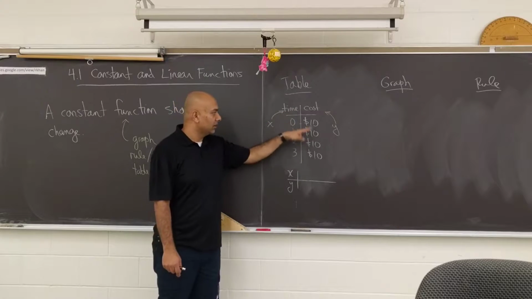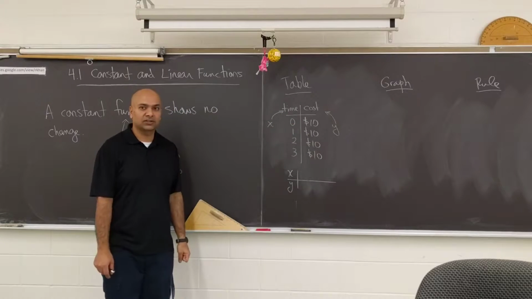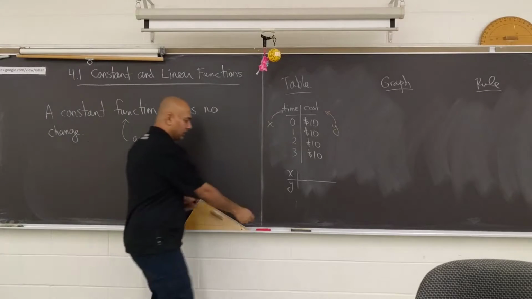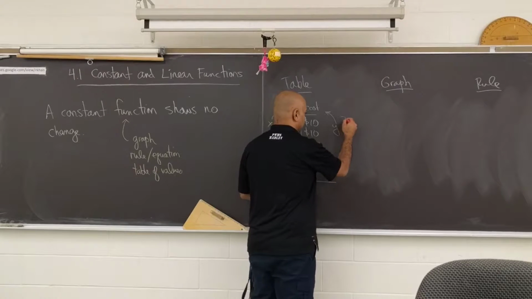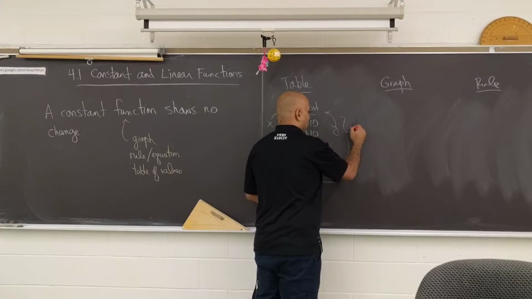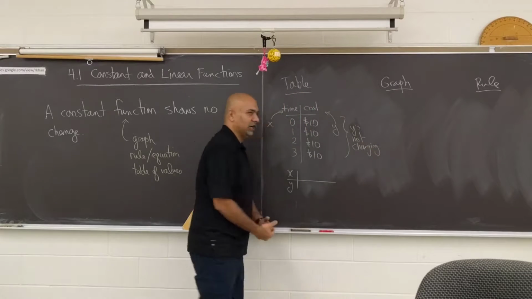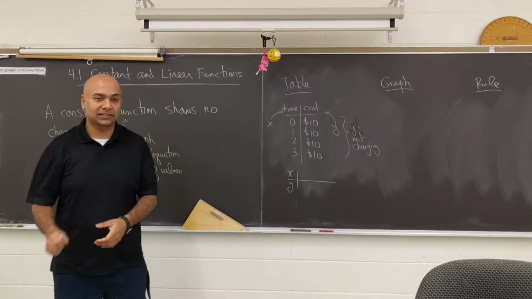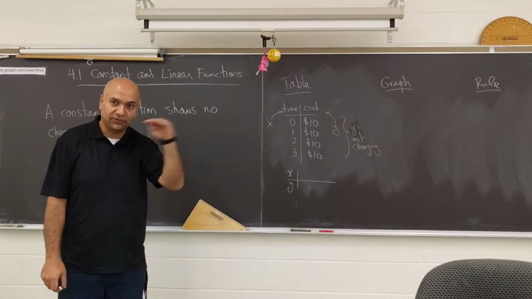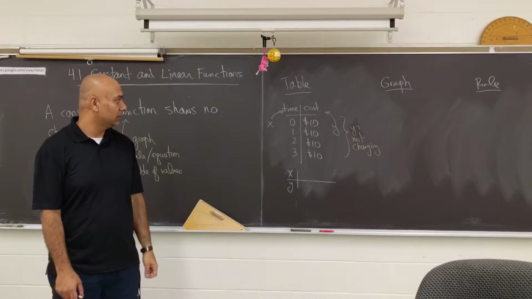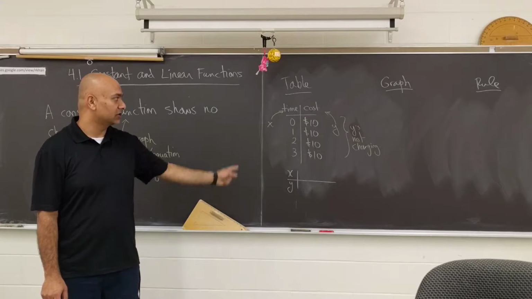What we notice here, what's the dead giveaway that this is a constant function? It shows no change. The y values clearly are not changing. That's really obvious. If the y values aren't changing, then it's constant. In fact, in our last chapter we talked about it. Remember when it's flat? When it's flat, it's constant, because it's not going up or going down. So in this case, we can very clearly see that it's not changing at all.